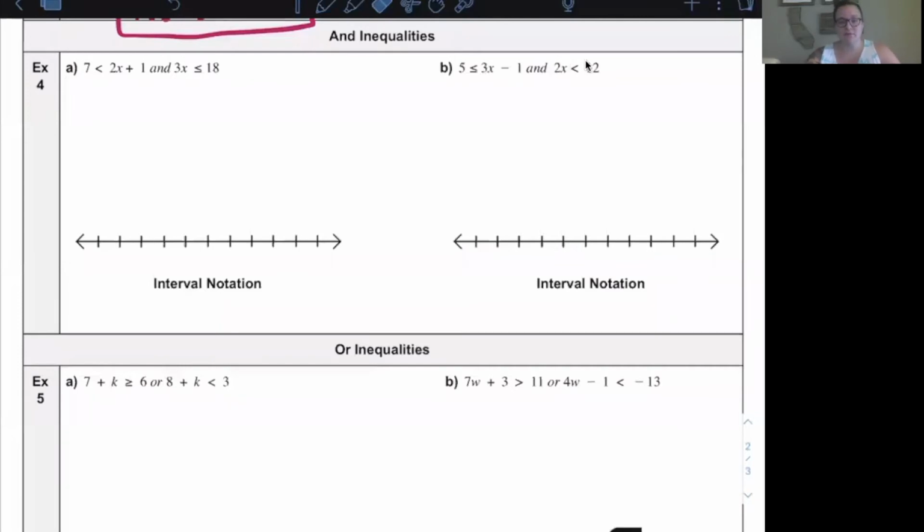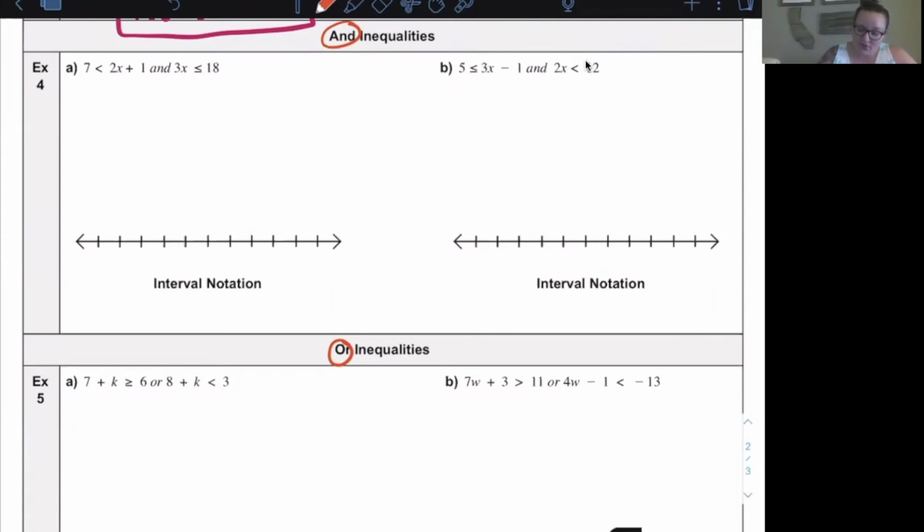The next thing we're going to focus on today is "and" inequalities. I'm going to help you out with example 4A, and then I want you to do example 4B on your own. Example 4A is 7 is less than 2x plus 1, and 3x is less than or equal to 18. In this case, both of these statements are part of our solution set.